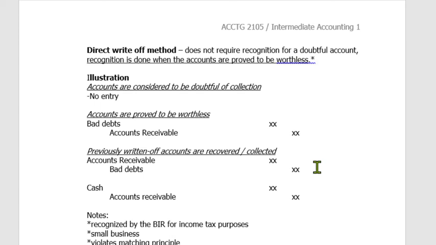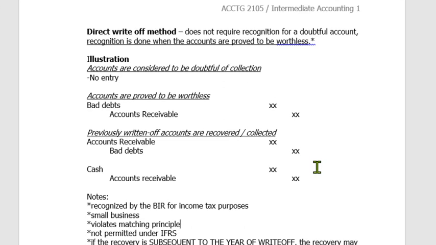This is also used by small businesses because hindi na sila nagme-maintain ng mga allowance for doubtful accounts. Because normally, kapag nalaman na the accounts are worthless, yan ay nire-write off na lang kaagad. Because it is simple to apply kapag for small businesses. The direct write-off method, it violates the matching principle. Why? Why does it violate the matching principle?